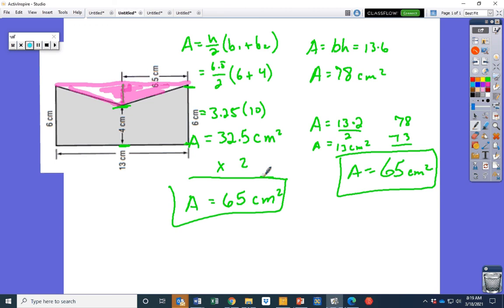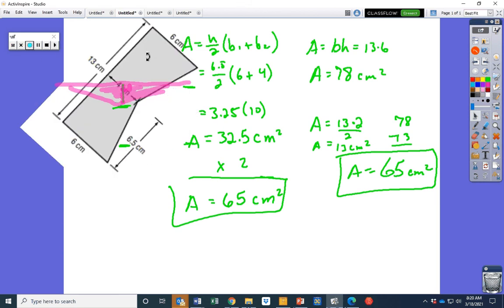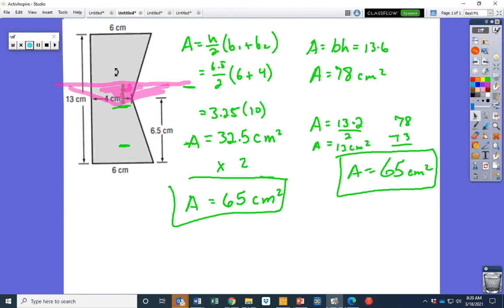But what I want you to understand is there are times where you're going to have to subtract a portion because it's not part of the figure. Does that make sense? Okay. Does everybody have that copied down? Okay. Please do so. All right, does everybody have that written down?